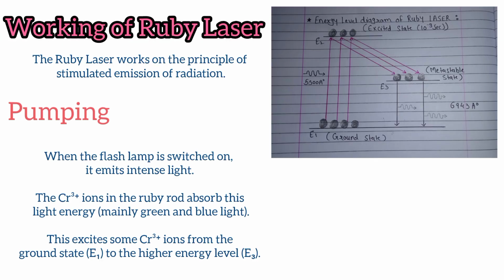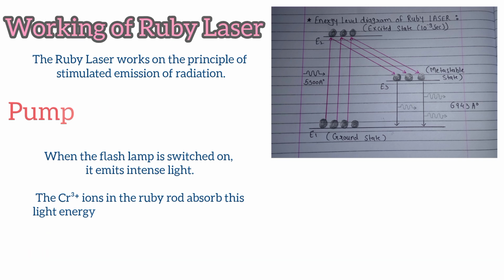Now let's see the working of the ruby laser. The ruby laser works on the principle of stimulated emission of radiation. First we see the pumping. When the flash lamp is switched on, it emits intense light. The chromium ions in the ruby rod absorb this light energy, mainly green and blue light. The excited chromium ions move from the ground state E1 to the higher energy level E3.